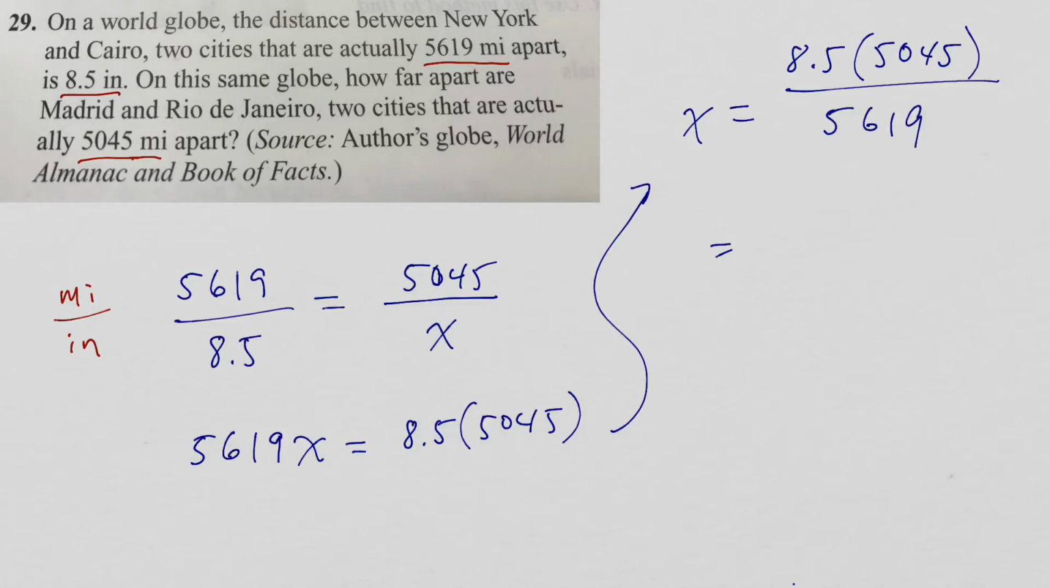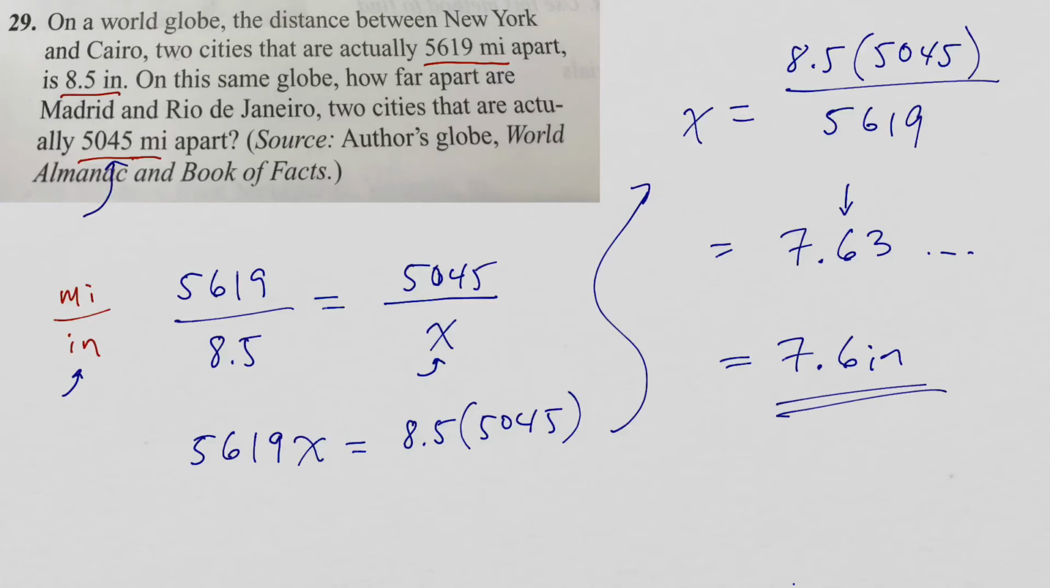And I got 7.63. But it's asking you to round to the nearest tenth. Well, that's a 3, so that's going to remain the same. So this will be 7.6, and I have to label this. This represented on the bottom of the fraction inches. So this is inches. In other words, this distance here represents 7.6 inches on the map.